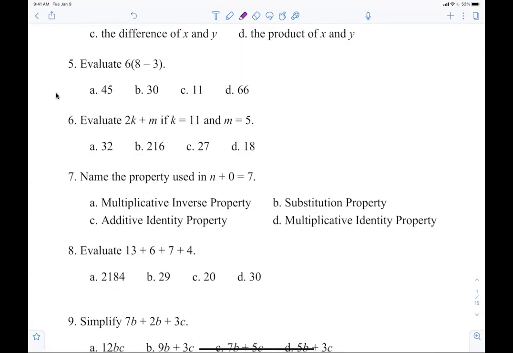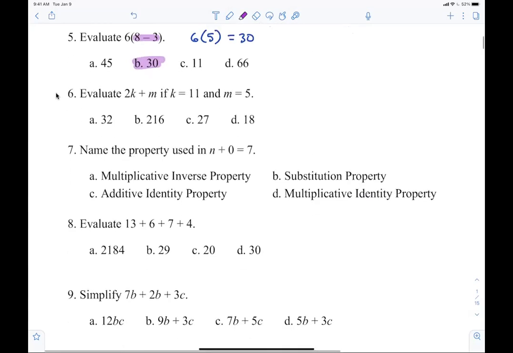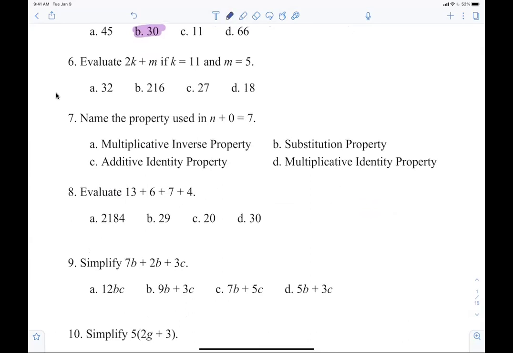Next, evaluating. So again, you have to do inside the parentheses. So 8 minus 3, 5. There you go. 6 times 5, 30. So here, number 6 isn't that hard either, right? 2 times 11 plus 5. 22 plus 5, 27.